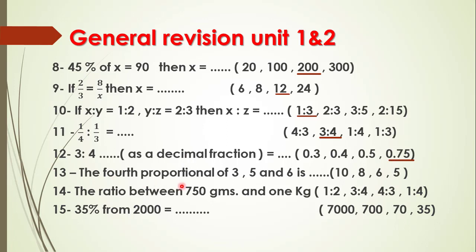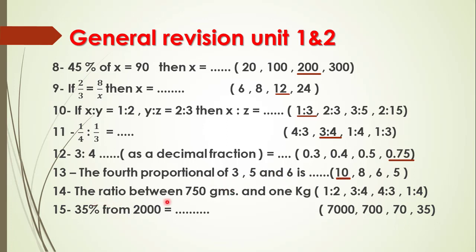Number 13, the fourth proportion of 3, 5, and 6. So we have 3, 5, 6, and x. To calculate x, I'll use the rule that the product of means equal product of extremes. So 5 times 6 equals 3 times x. So to get x, 5 times 6 over 3. It means 10.